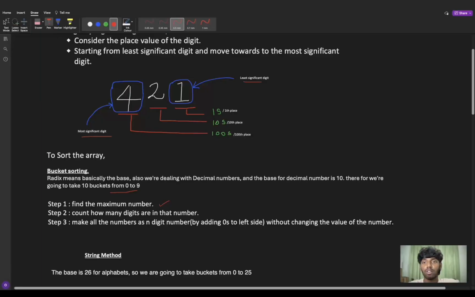For example, 421 is the maximum number of some array, and it has 3 digits. Therefore, we are going to make all the other numbers 3 digit numbers by adding zeros to the left side. We add zeros to the left side because we don't want to change the value of the number. We are using a particular sorting method to sort this array, and therefore we are using this method.